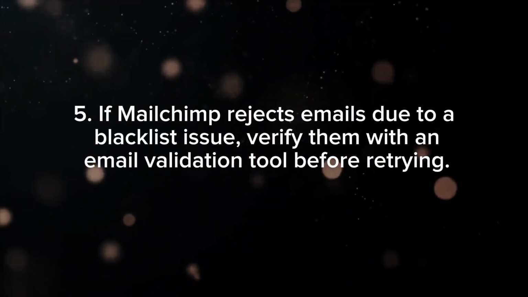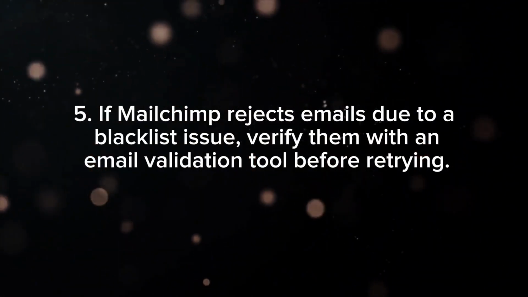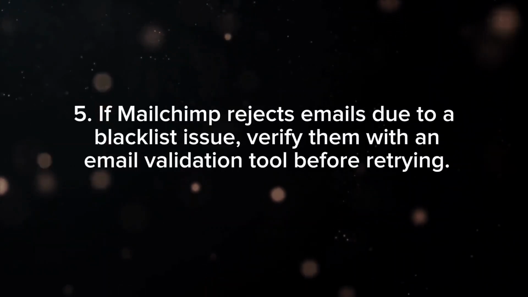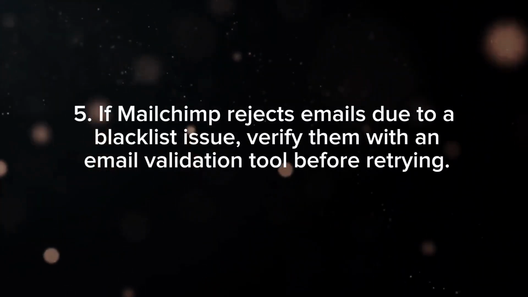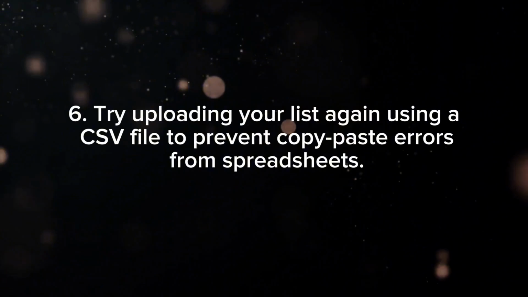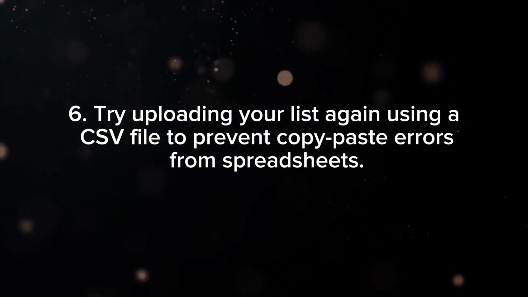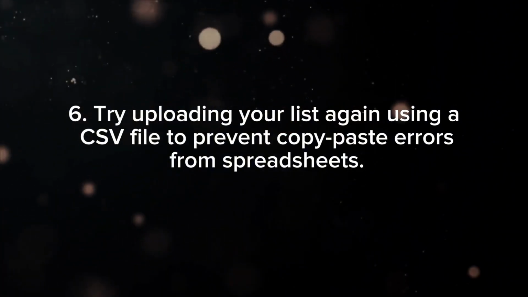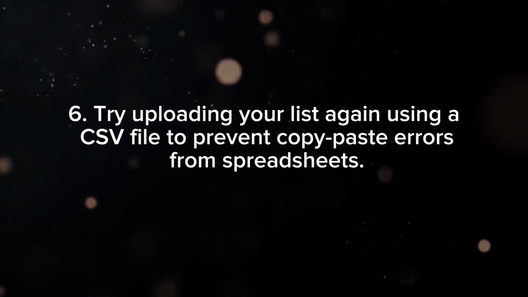5. If Mailchimp rejects emails due to a blacklist issue, verify them with an email validation tool before retrying. 6. Try uploading your list again using a CSV file to prevent copy-paste errors from spreadsheets.